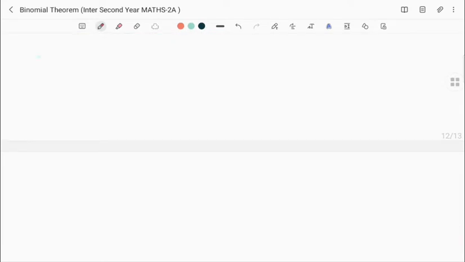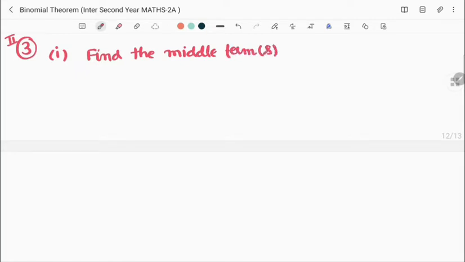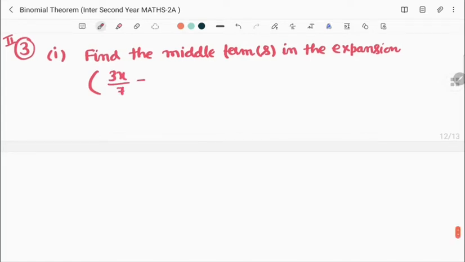So question number 3, in the second Roman numeral, second bit. In that question number 3, I am selecting one negative and another one positive. So the first question I am taking: find the middle term in the expansion (3x/7 - 2y) whole power 10.